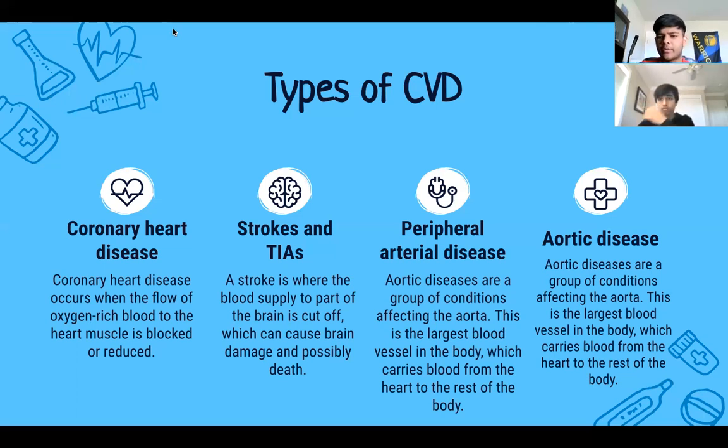And on the ultimate right, for our last type of CVD, we have aortic disease. Aortic disease is a type of condition that affects the aorta. This is the largest blood vessel in the body, which carries blood from the heart to the rest of the body. One of the most common aortic diseases is an aortic aneurysm, where the aorta becomes weakened and bulges outward. This usually doesn't have any symptoms, but there's a chance it could burst, and that could be life-threatening. So please make sure that you follow our upcoming steps on how you can reduce your risks for the CVDs.